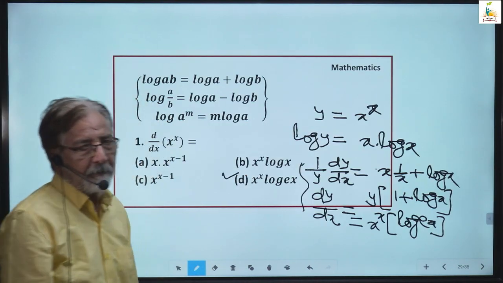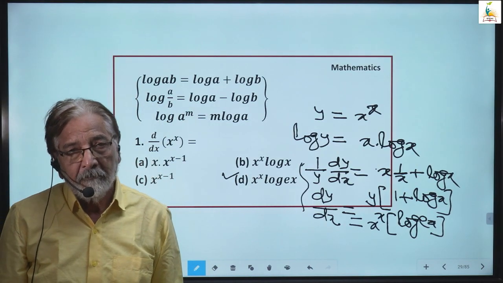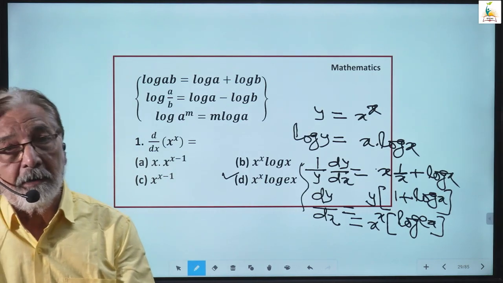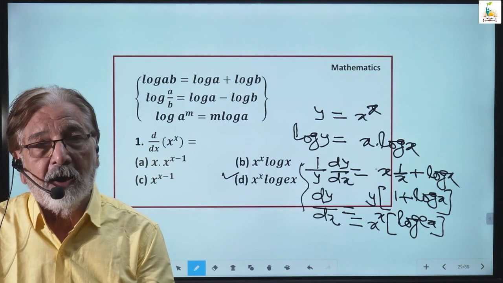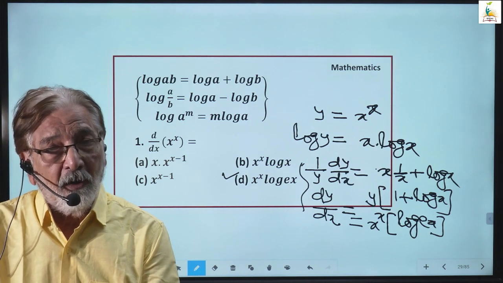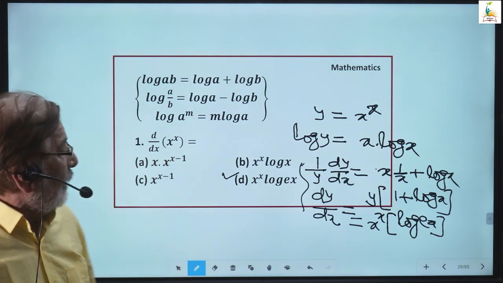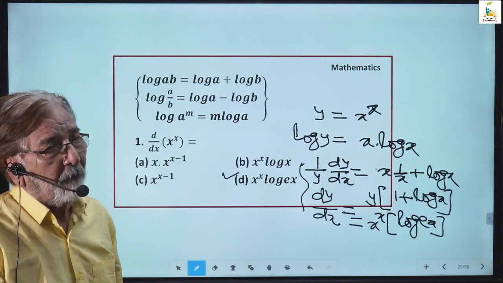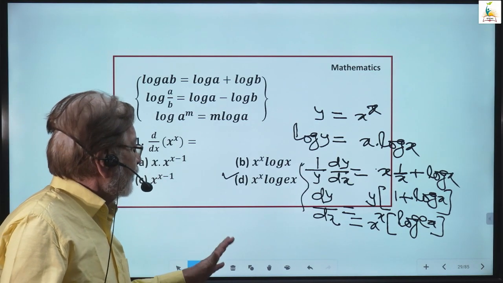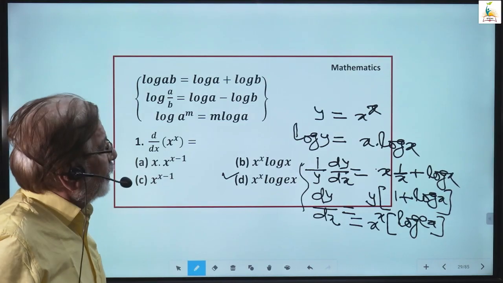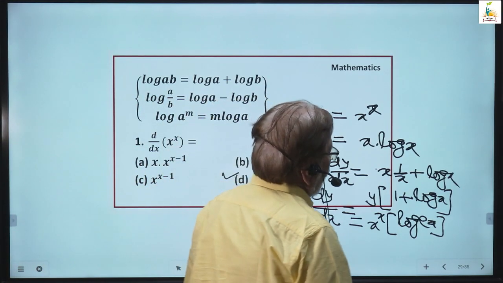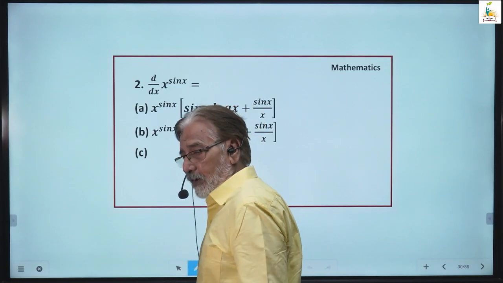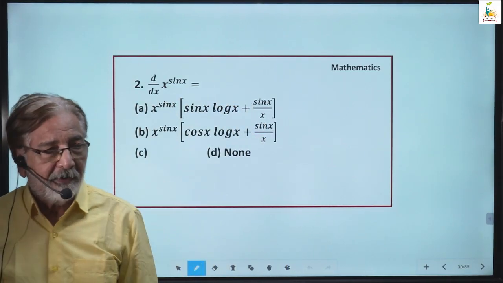This is the answer. What did I tell you? I told you whenever there is a product of more than two functions, a division of more than two functions, or if it is of the form f(x) raised to g(x), what you have to do is take log of both sides and then differentiate it. This is a very important question. The differentiation is x raised to x log of ex.